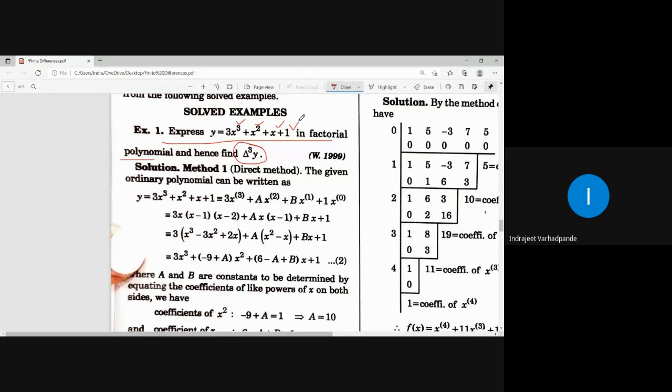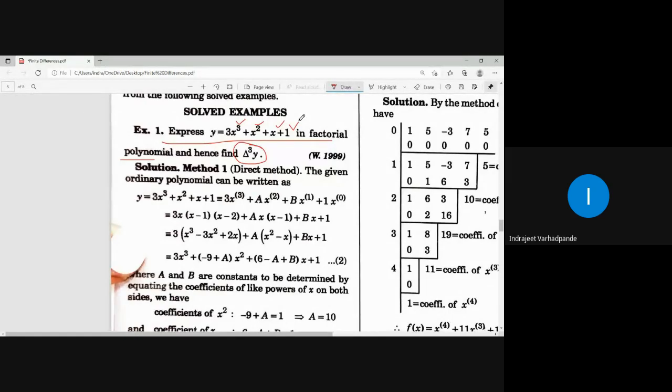So the given polynomial is in the simplest form. I have to convert it into the factorial polynomial, and I will be using the method called synthetic division for that. After that, find the value of delta cube of y. Now delta is operated on y, where y is assumed to be a factorial polynomial, because delta is operated only on factorial polynomials.